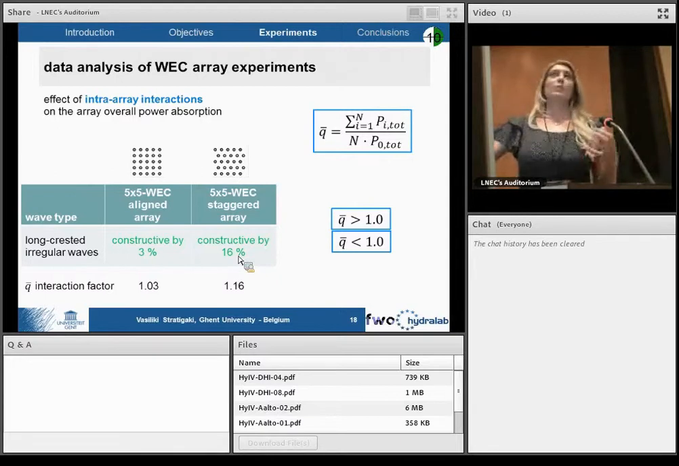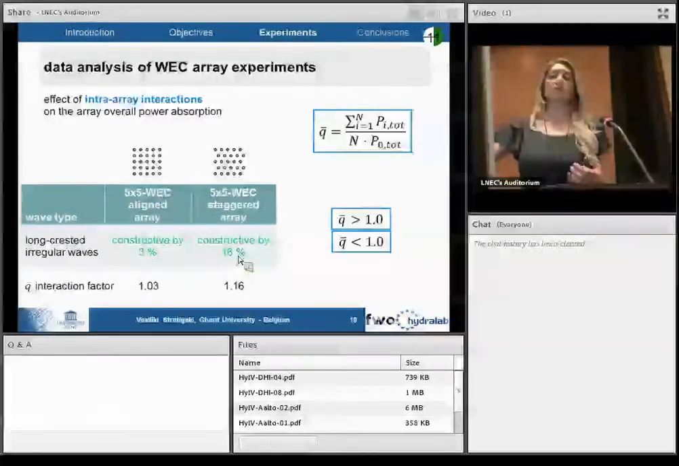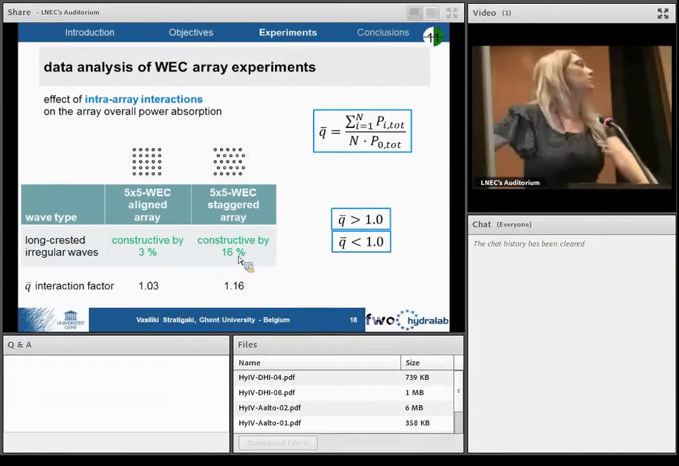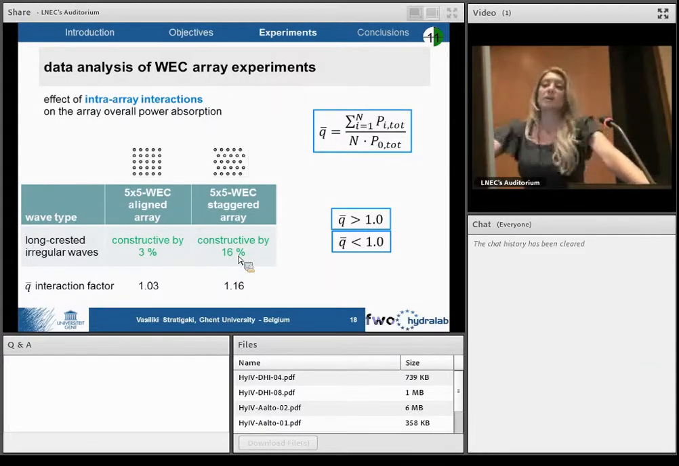Now, when we go to the staggered array, the expectation is that we have higher interaction factor, which is confirmed by a value of 1.16, which means that in this case, the intra-array interactions are highly constructive by 16%.